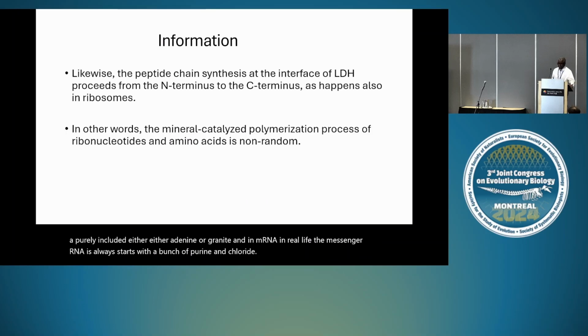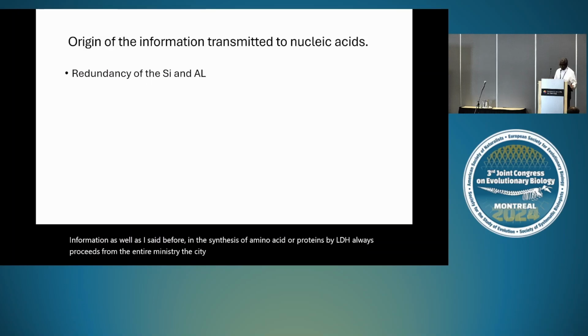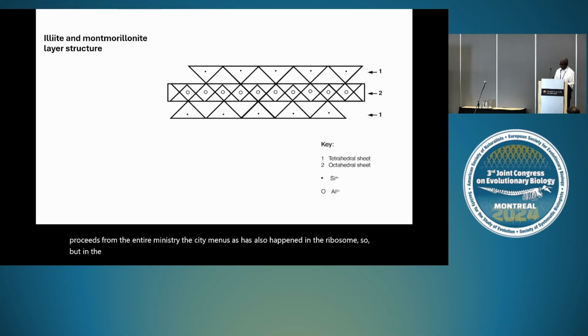Information as well, as I said before, in the synthesis of proteins by LDH, always proceeds from the N-terminus to the C-terminus, as also happens in the ribosome. But in the mineral surface, as we said here, we have silicon cation, which is basically completely homogeneous, or we have aluminum or magnesium cation in the octahedral sheet. How does information come from that? Because there's no specification, it's completely periodical.